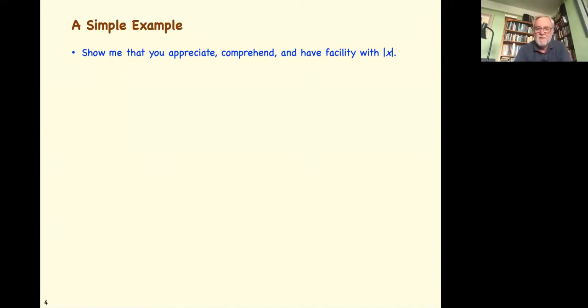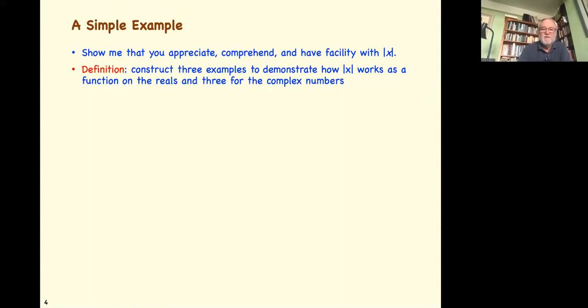But of course, they would have to have had prior experience of what it is I think appreciating and comprehending and having facility really means. So here's something more precise. Under definitions, construct 3 examples to demonstrate how absolute value of X works as a function on the reals, and 3 for the complex numbers. I'm pausing for you to just think what that entails.